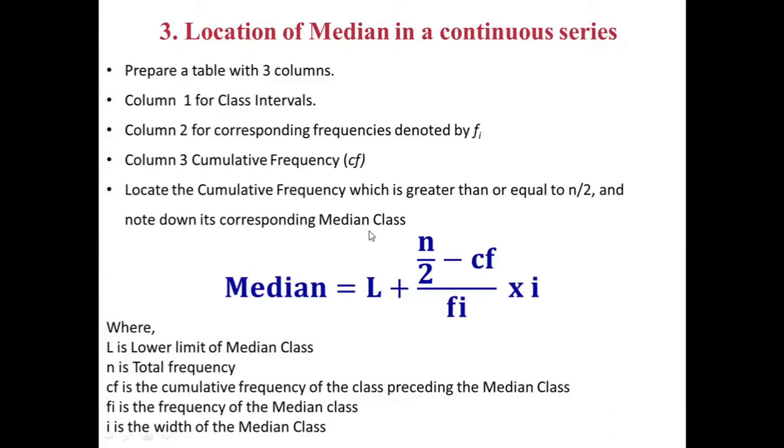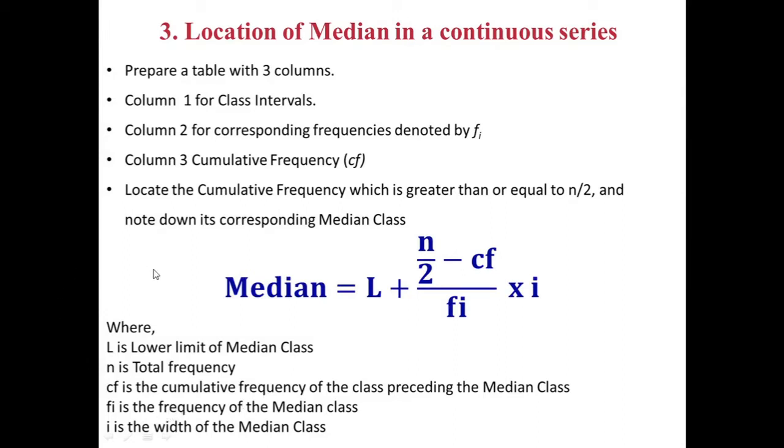Then locate the cumulative frequency which is greater than or equal to n/2 and note down its corresponding median class. With the help of the following formula we can calculate the median of that data set, where L is the lower limit of the median class, n is the total number of frequencies, Cf is the cumulative frequency of the class preceding the median class, Fi is the frequency of the median class, and i is the width of the median class.